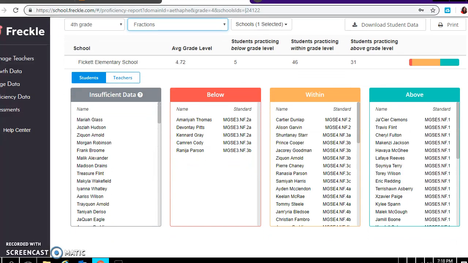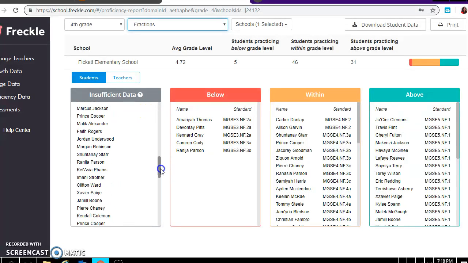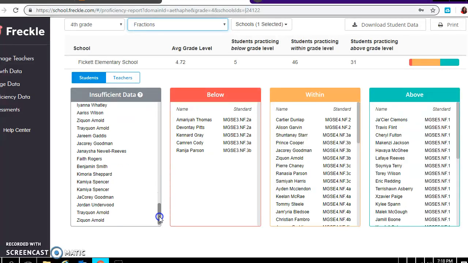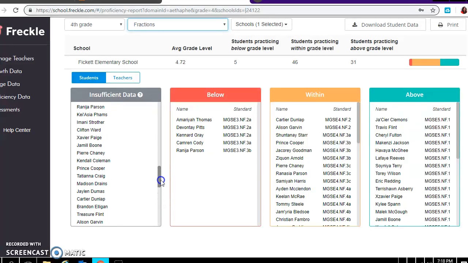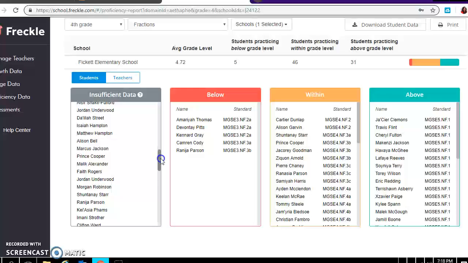And what the report shows is students that have insufficient data. That means they haven't been working enough within the fractions domain to really get a grasp of their performance level. So all these students, I would recommend for these last 3 weeks to just call in on the Freckle fractions domain so we can get an accurate data approach.